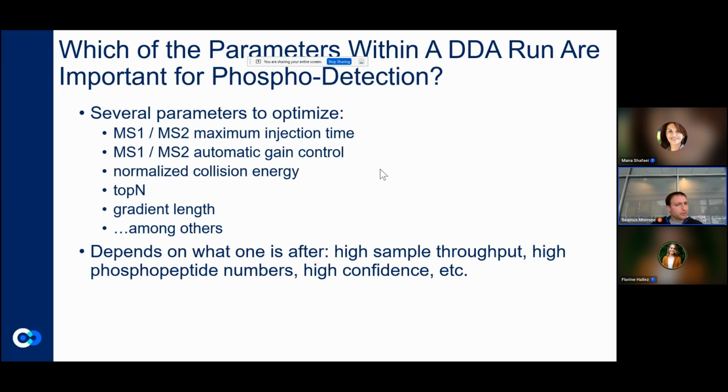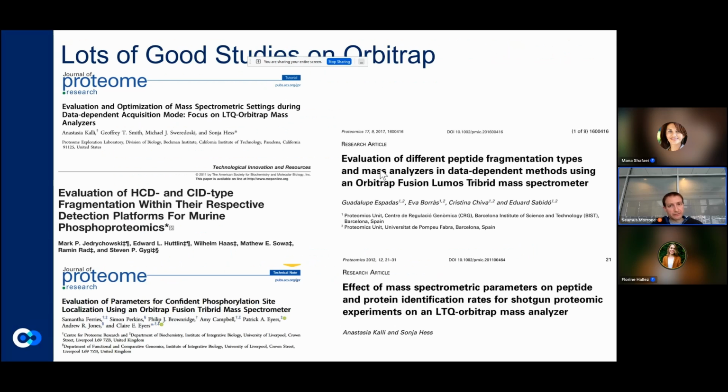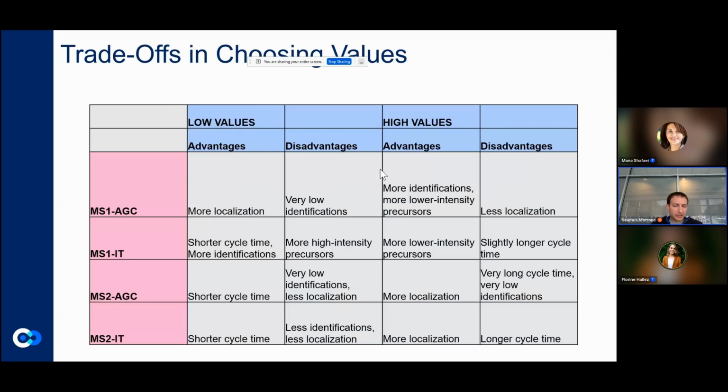Do you want high sample throughput to get through as many samples per day? Do you want high phosphopeptide numbers without worrying about their localization? Or do you want high confidence in those localizations at the sacrifice of fewer identifications? There are lots of good studies on Orbitrap instrument parameter optimization. I would recommend looking into these papers that have covered a wide variety of different sample types, including even phosphopeptide samples. We have also done some work on this, and we have a draft paper on ChemRxiv that you can look into if you want more details.